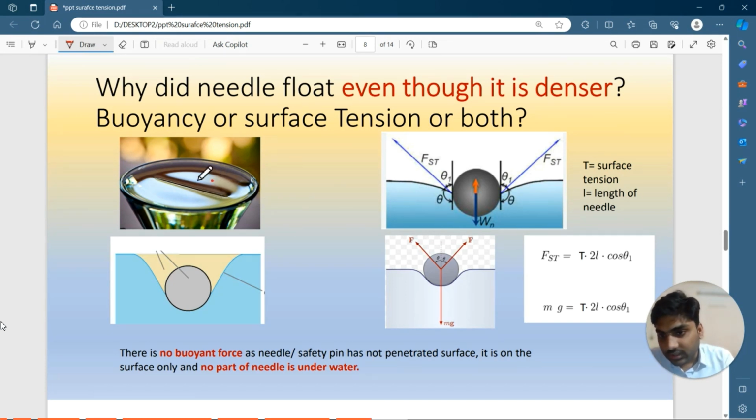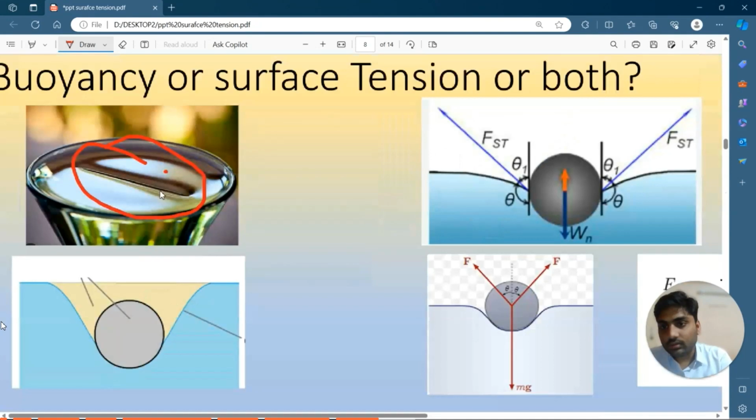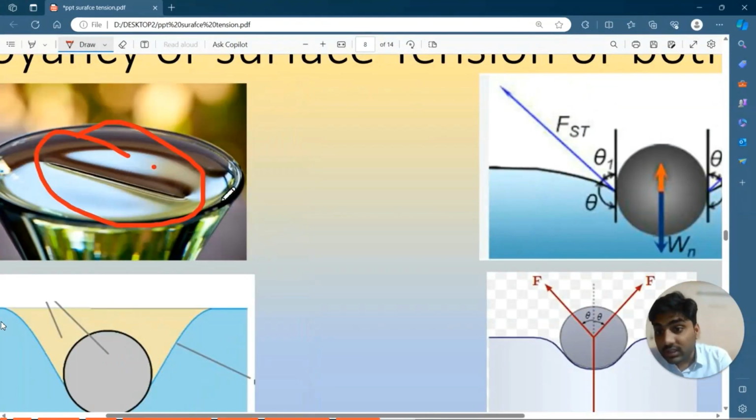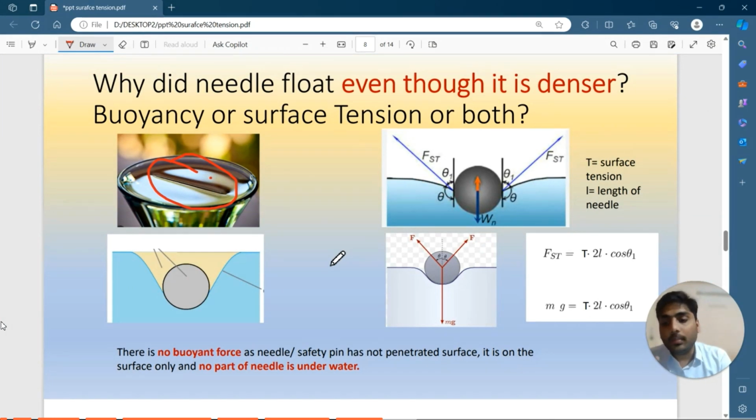First, observe here that the needle is above the water surface. No part of the needle is underwater. I will zoom in. No part of the needle is under the water surface. So there must be no buoyant force.